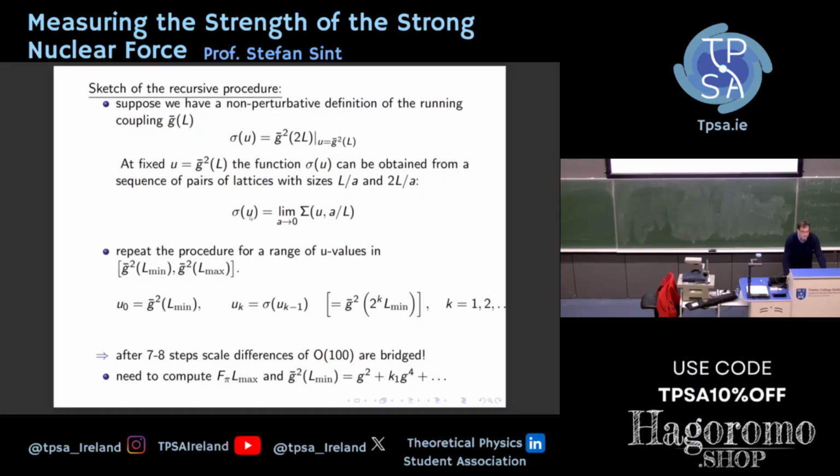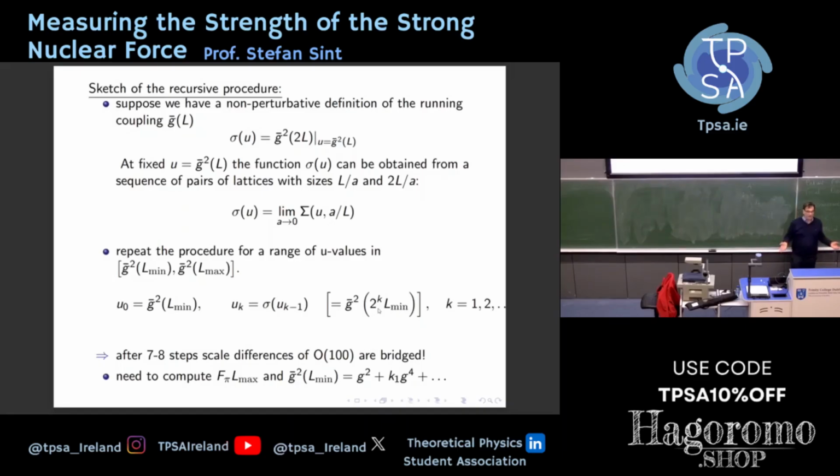And then you generate data for various values of u in some range between a minimal box size and a maximal box size, L min and L max. In that range where you have values, you can iterate the procedure. You can define your initial point as the coupling in the smallest box size you have, and then you read recursively u_k is sigma of u_{k-1}, and so on, for k equals 1, 2, 3, and so on. And you get to g bar squared at 2 to the k times L min.